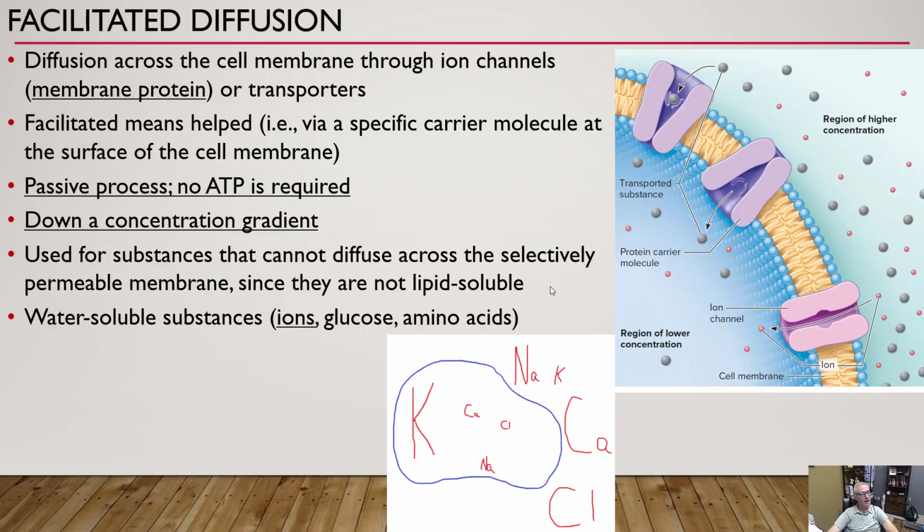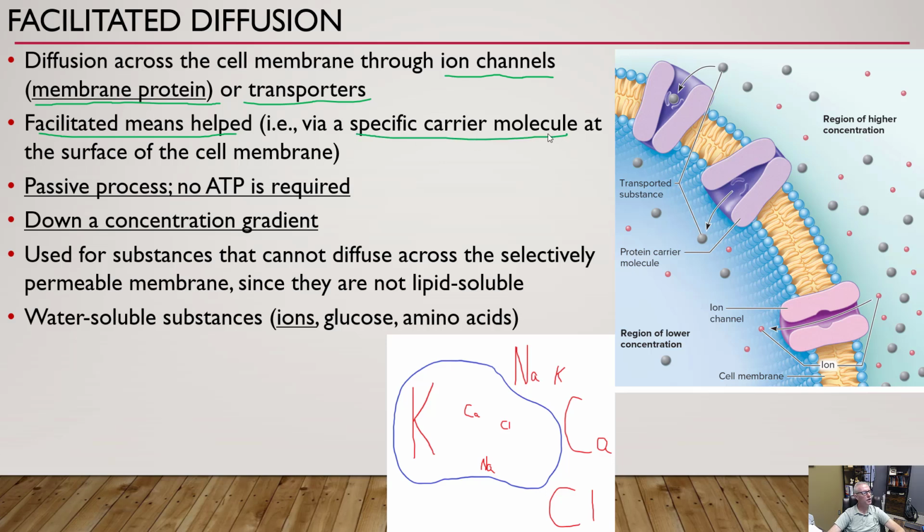All right, facilitated diffusion. Facilitated diffusion is essentially the same thing as diffusion, except that we have to have these carrier proteins or ion channels. Remember I said that ion channels, we're going to call them 47 different things by the time the end of the semester is done. We have these membrane proteins, transporters, ion channels, gated ion channels. Basically, facilitated means it's being helped.